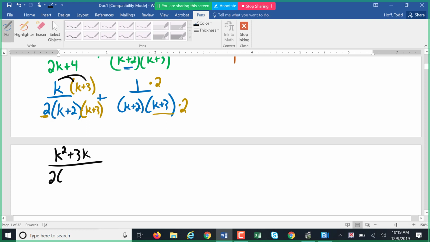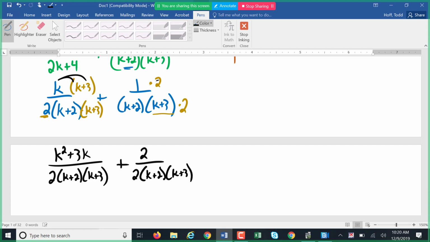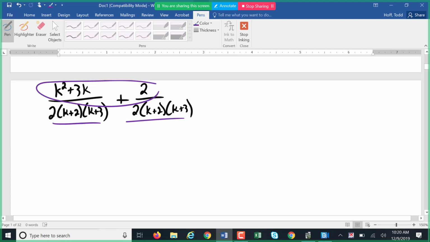Over, now I'm just going to write this out in long form for now. I may need to combine it later to see if they're equivalent, but for now I'm just going to have 2 times k plus 2 times k plus 3. Over here 1 times 2 is just 2 over 2 times k plus 2 times k plus 3. So now we have the common denominator, we can combine numerators. So that is going to give us k squared plus 3k plus 2 over 2 times k plus 2 times k plus 3.